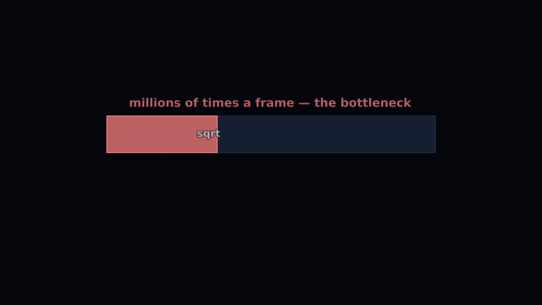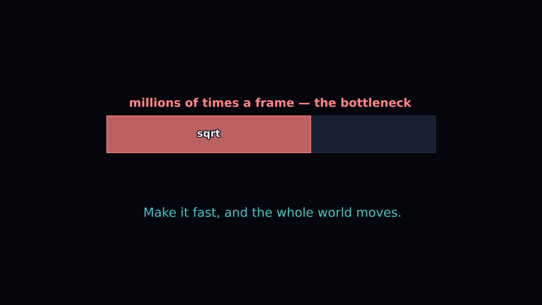Now multiply that by millions of points, dozens of times a second, on 1999 hardware, where the square root was one of the slowest things the processor could do. It was the bottleneck between you and a smooth frame. Make 1 over a square root fast, and you make the entire world move.